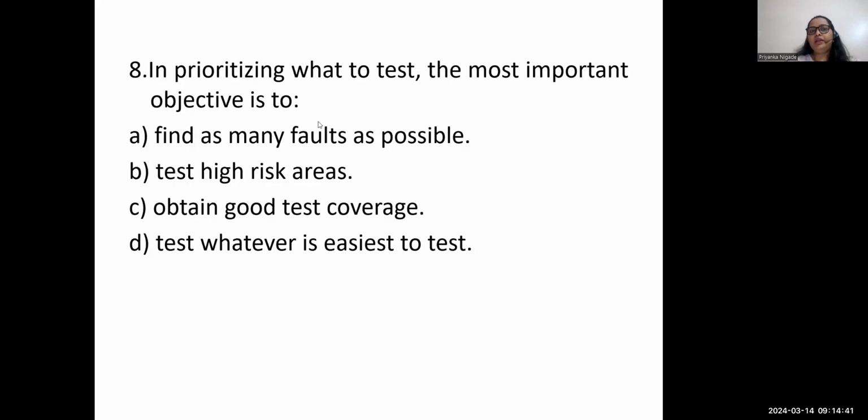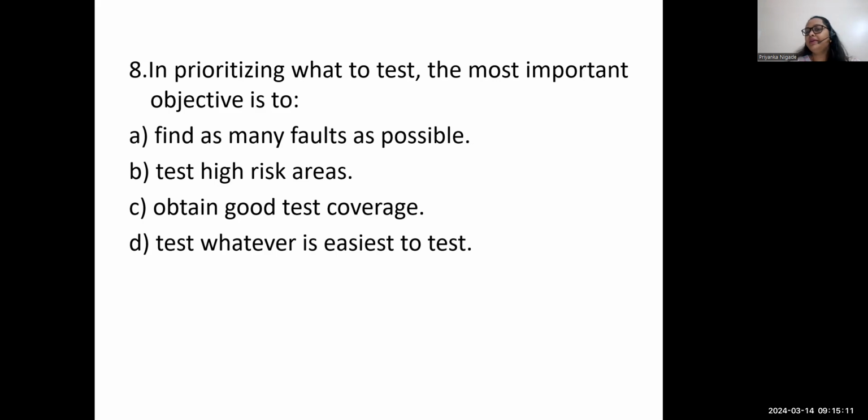Now, in prioritizing what to test, the most important objective is what? Suppose you are doing some prioritization of your work. Where are you going to focus first? Is it to find as many faults as possible, test high risk areas first, obtain good test coverage, or test whatever is easier to test first? So what is the objective whenever we do some prioritization?